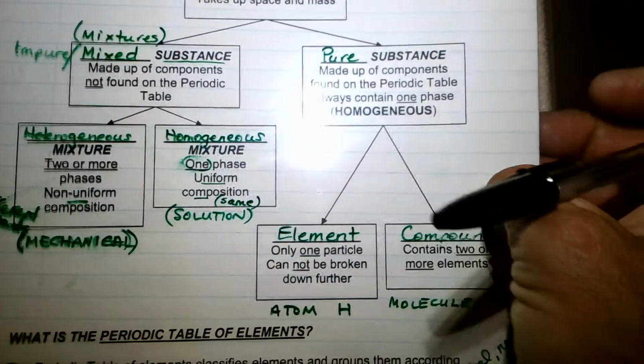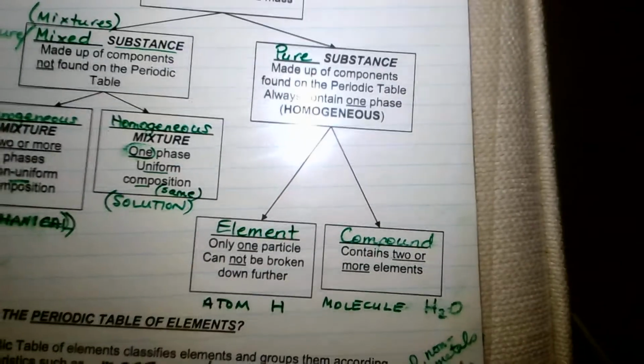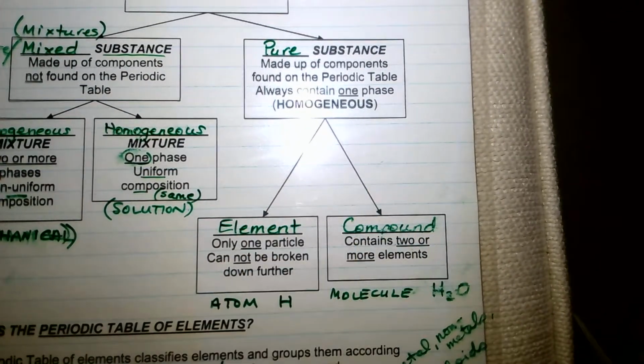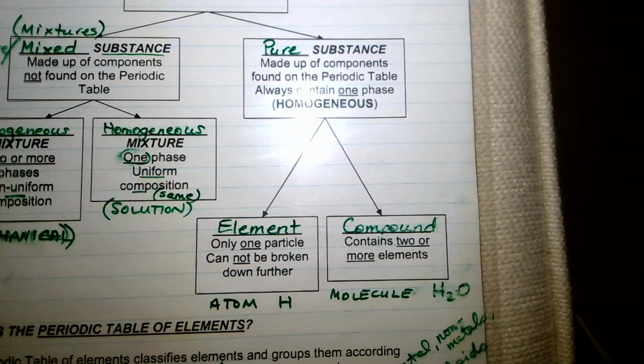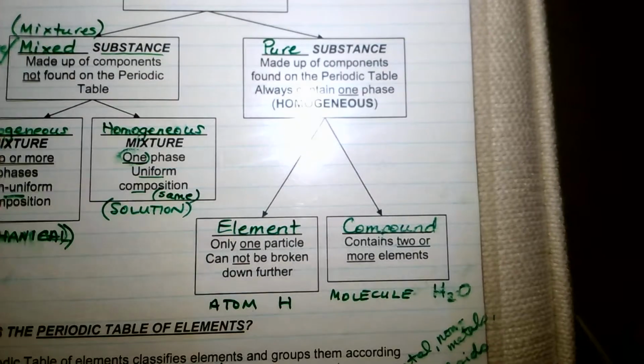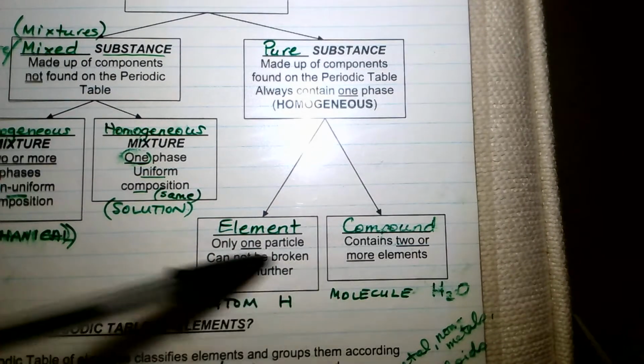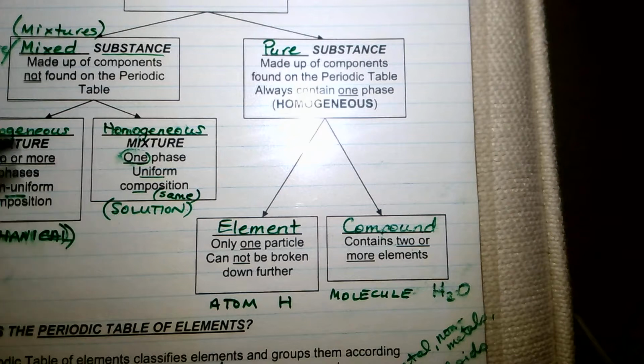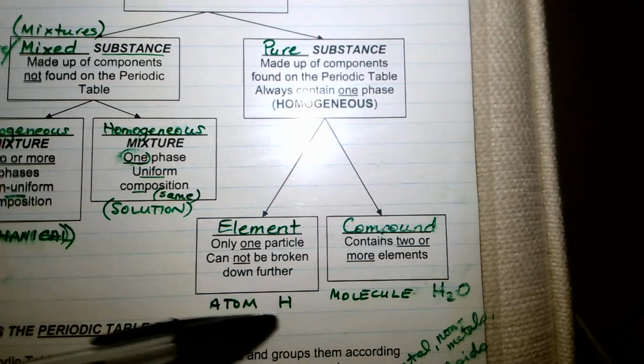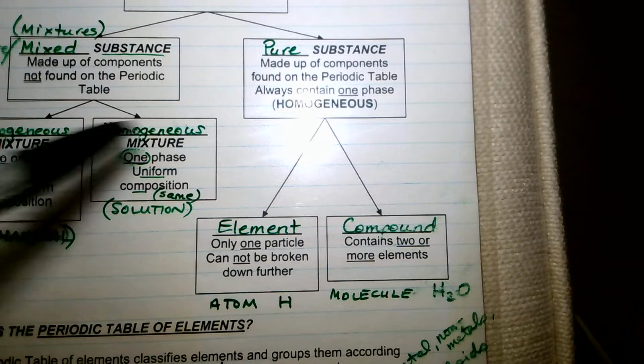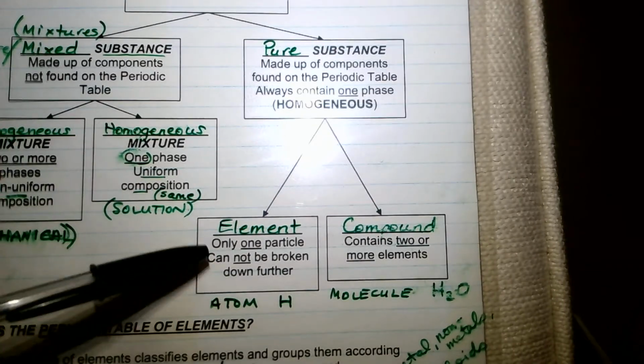On the other side, this is what most of this unit is about, and we're going to really dive in and talk about your elements and compounds here, okay? Your pure substance. These are your substances made up of components found on the periodic table, all right? So when you see the names, they're from the periodic table. And they always contain one phase. So they're always homogeneous, right? So you can have one of two things. You can have your element, which is just like, you know, a ton of hydrogen, right? So they're all going to look the same. That's going to be your homogeneous, okay?